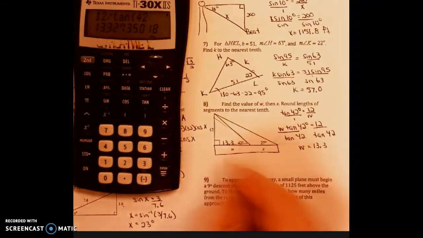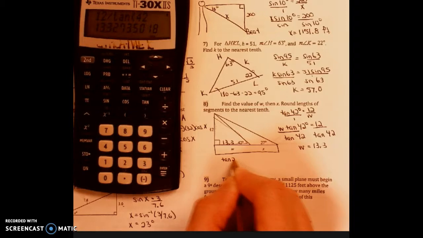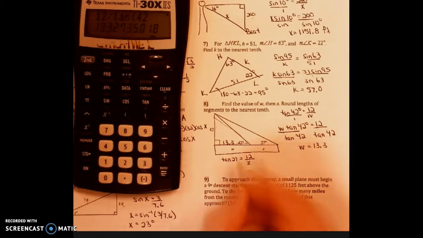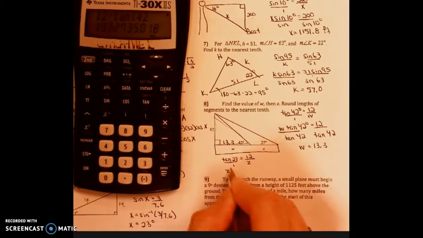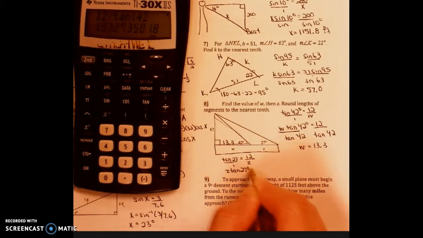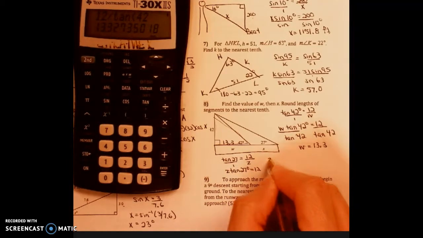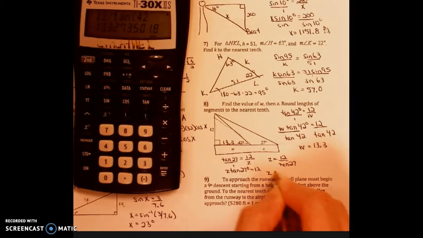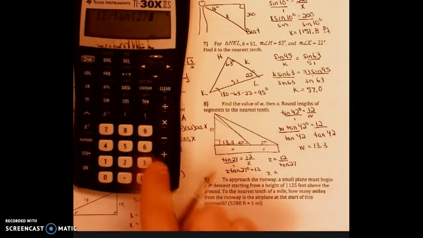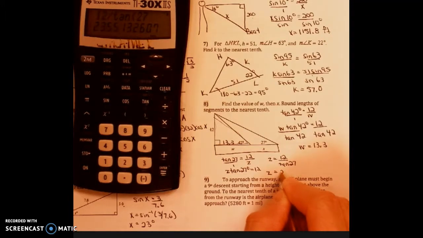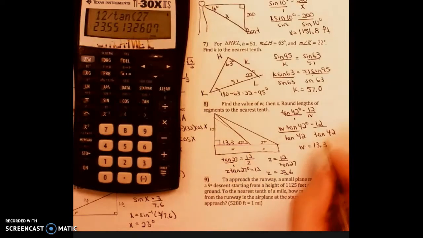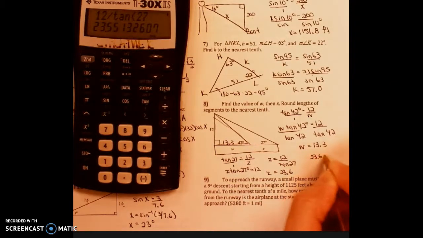So I have the same setup. Tangent of 27 equals 12 over, I'm just going to label it z. Again, when we cross multiply, we don't have z by itself, so we're going to have to divide. I get 23.6 for the whole length. This is 13.3, so finally we're going to subtract, and we get 10.3.